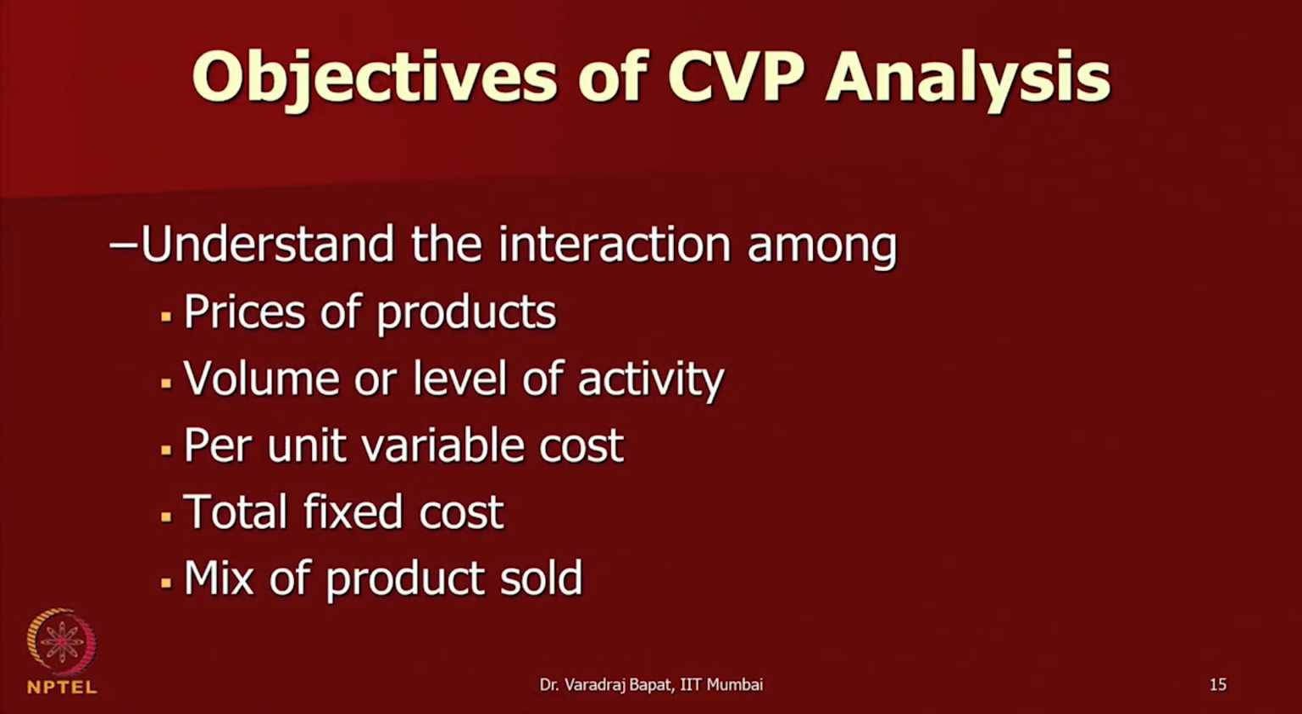Now the objectives of CVP. In CVP analysis we understand the interaction between various things. One is price, volume or level of activity, and per unit variable cost. See, variable cost can also be given as a total variable cost, but since it is going to change on a per unit basis, it makes sense to calculate per unit variable cost, then total fixed cost.